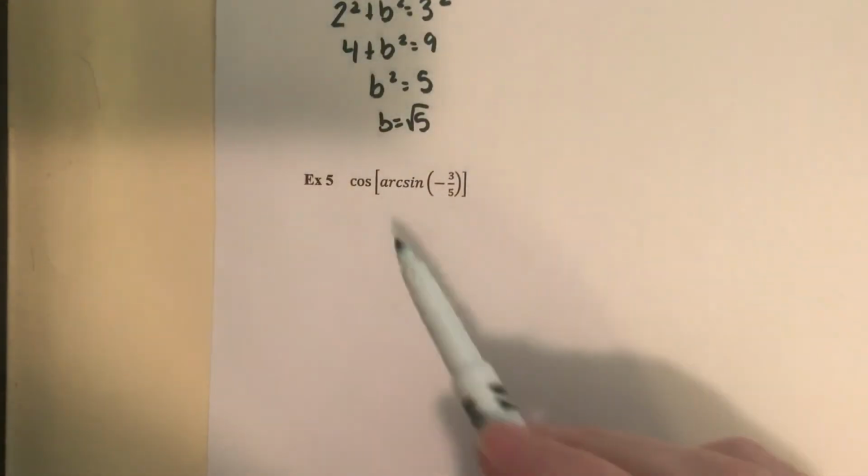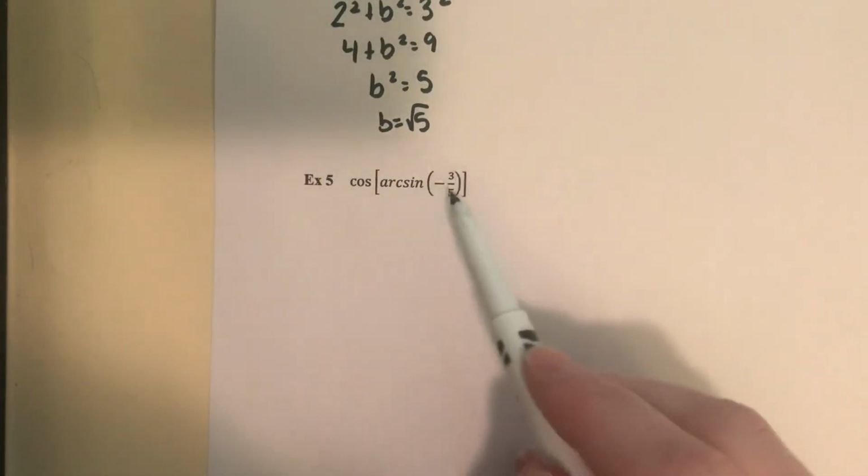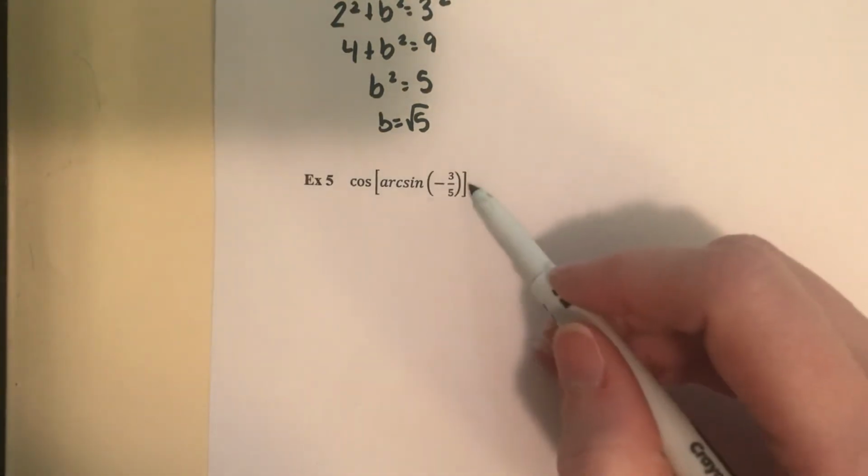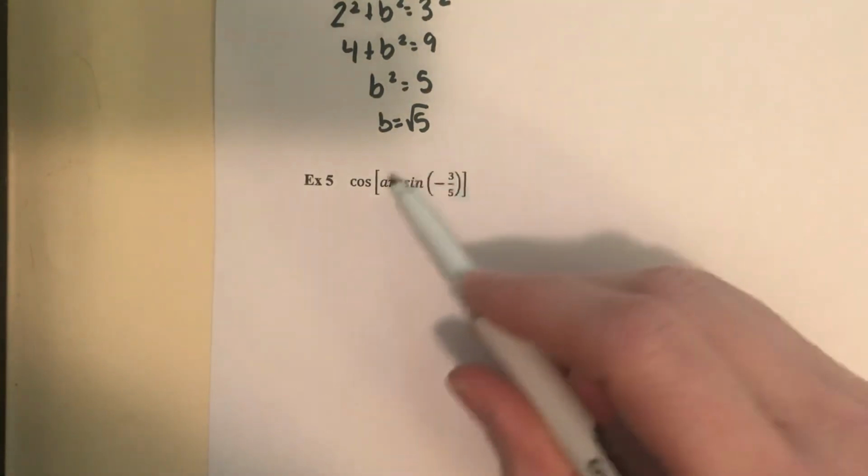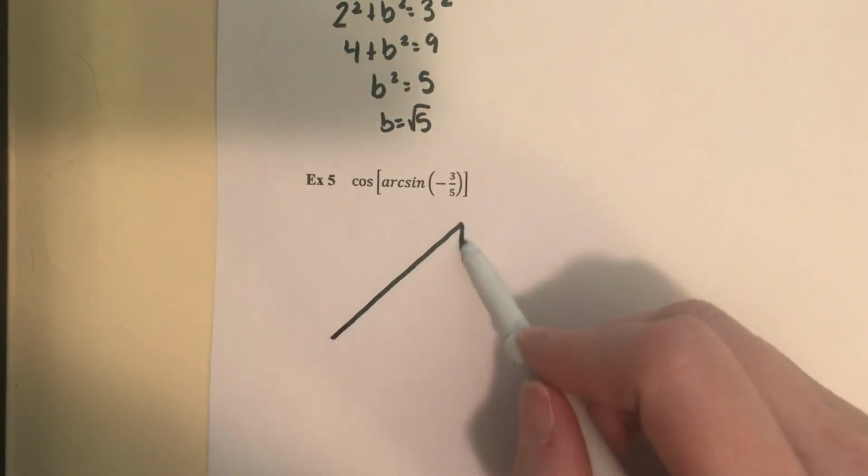Okay, let's try another one. So let's go to number 5. We have the cosine arc sine of -3/5. So this is not a unit circle question because that's not an angle. So I'm going to work with a right triangle instead.